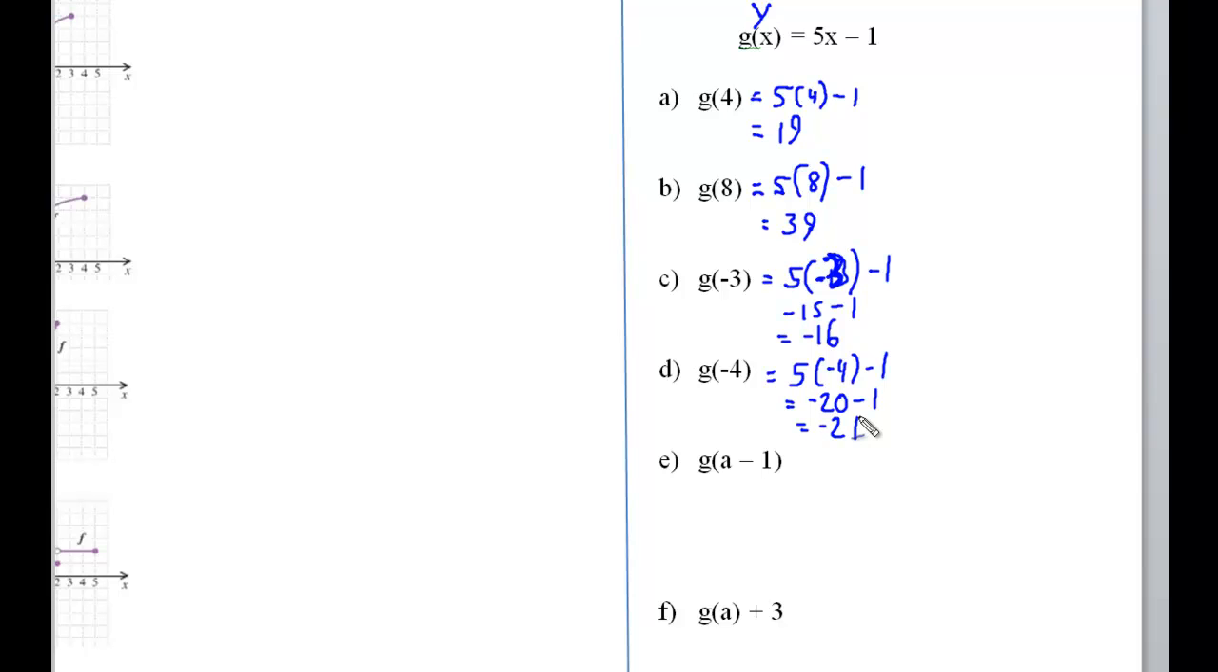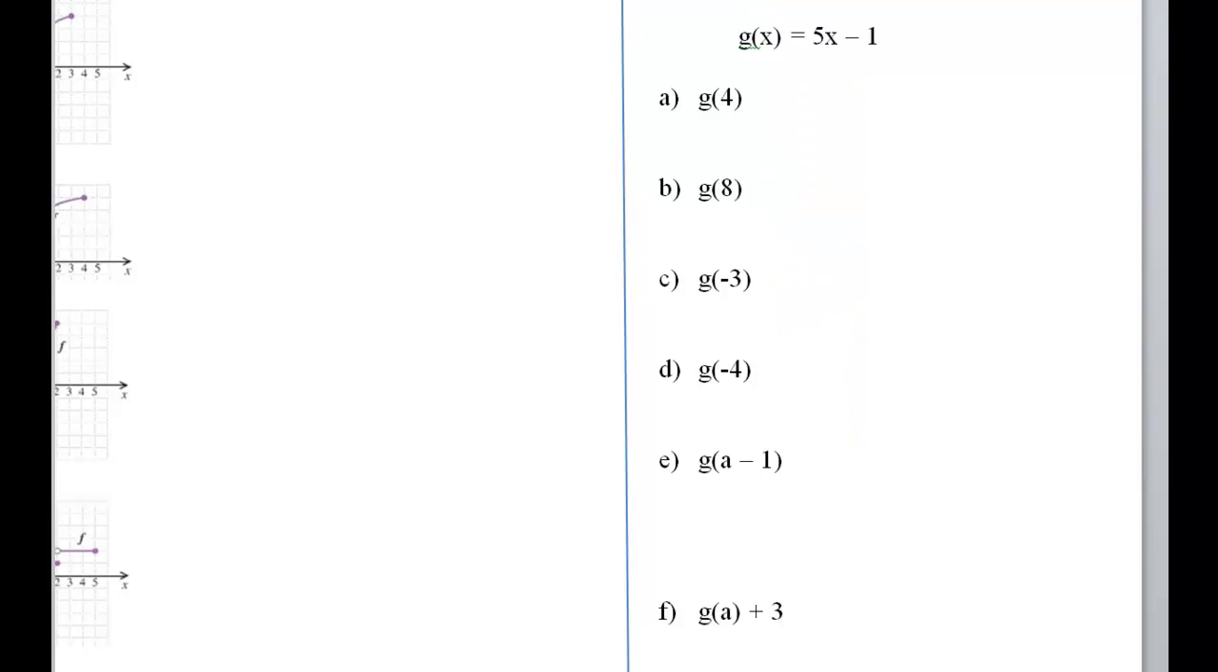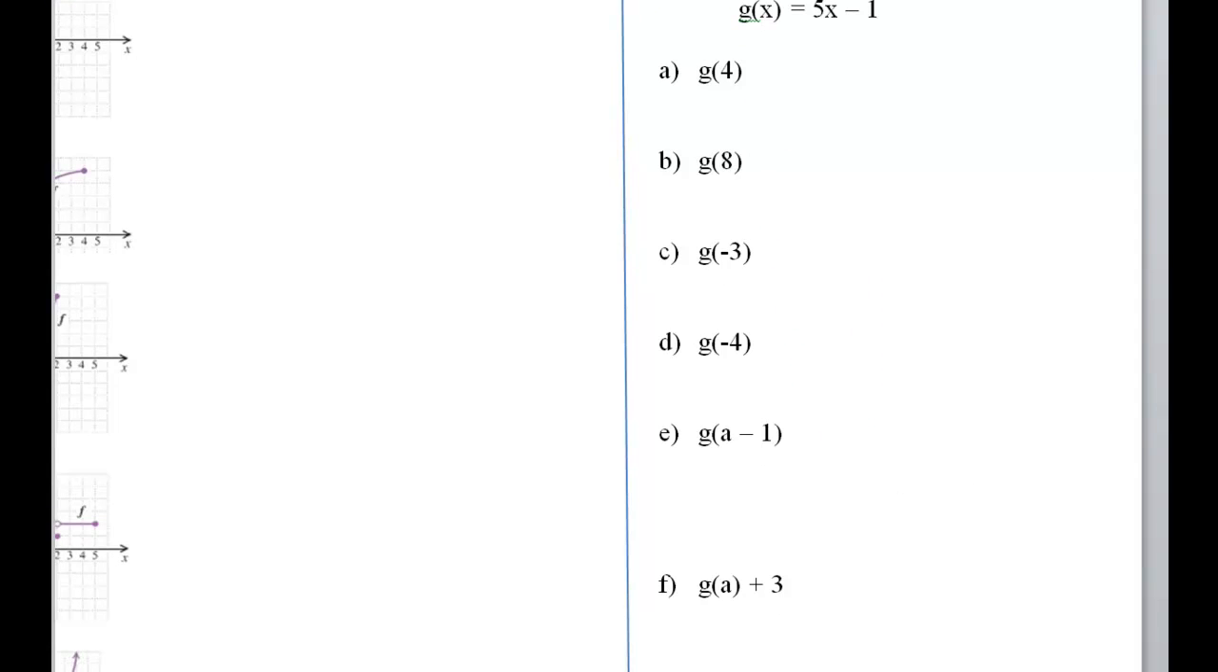Now the real fun begins when we deal with E and F. I'm going to erase this here just to give myself a little bit more room. Alright, a minus 1. So how do we do this? We're going to plug a minus 1 into each of these problems. G of a minus 1 is taking the 5 and replacing the x with a minus 1. So you have to do a little bit of algebra. 5a minus 5 minus 1, and therefore I've got 5a minus 6. So g of a minus 1 is 5a minus 6.